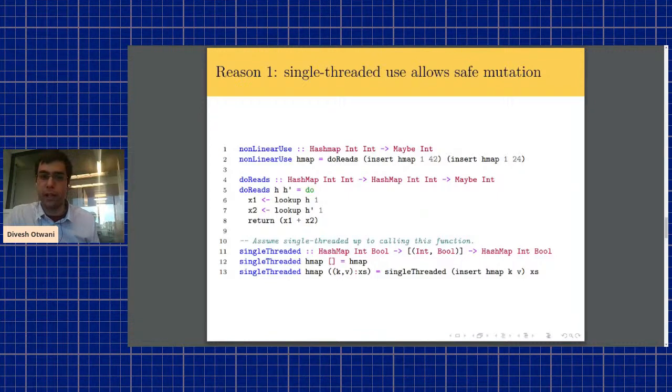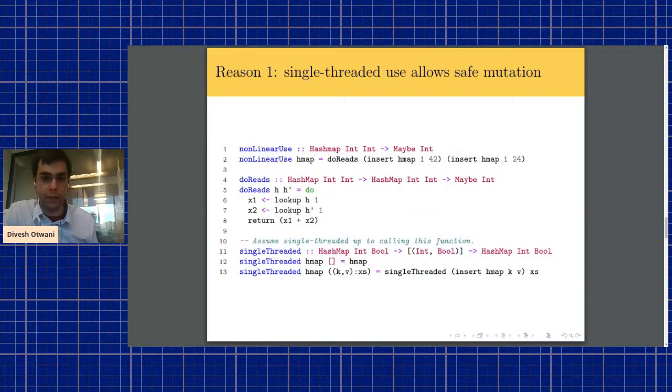And so if insert was implemented by actually mutating this hash map, we might mess things up, and we'll see how. In do reads, line 4, we just take in 2 hash maps and we return maybe int, and all we do is we look up the value for the key 1 in both of them, and we just sum them. That's all we do. Now, if we mutated the hash map in line 2 with the calls to insert, then we would break referential transparency. This same function with the same arguments would have different results.